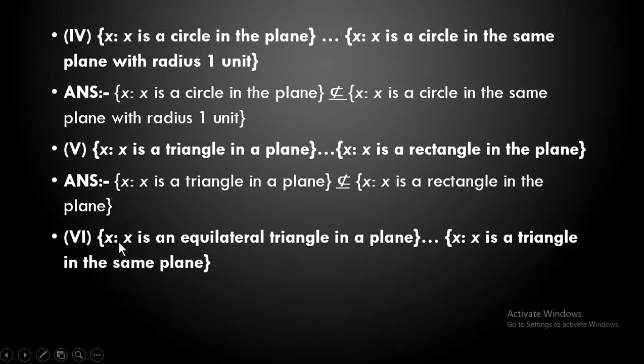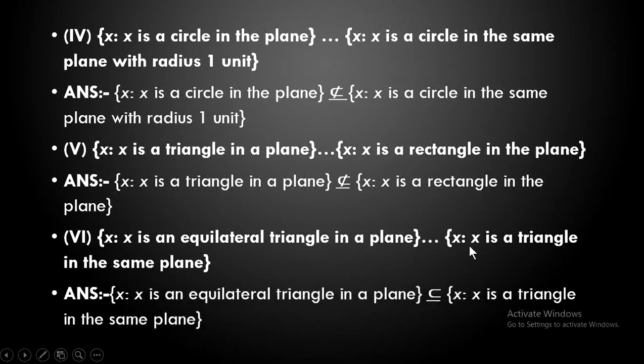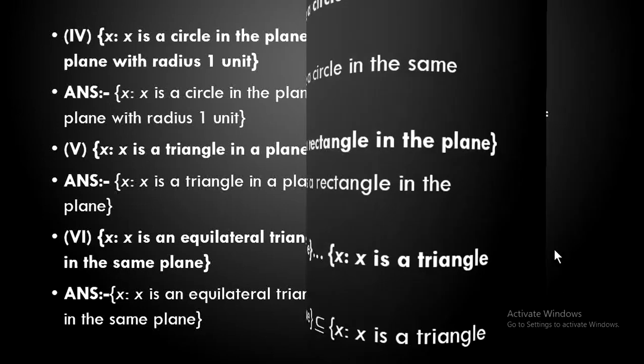The next bit is telling us that x is such that x is an equilateral triangle in a plane and then they say x is such that x is a triangle in the same plane. Now over here you can call it a subset because when you say x is a triangle in the plane, the triangle can be of any design. It can be an isosceles triangle, a scalene or an equilateral triangle. So different triangles can come under this. So when you say it is an equilateral triangle, it comes under a normal triangle. So you can say the first one is a subset of the second one because an equilateral triangle is a type of triangle, so it can be a subset.